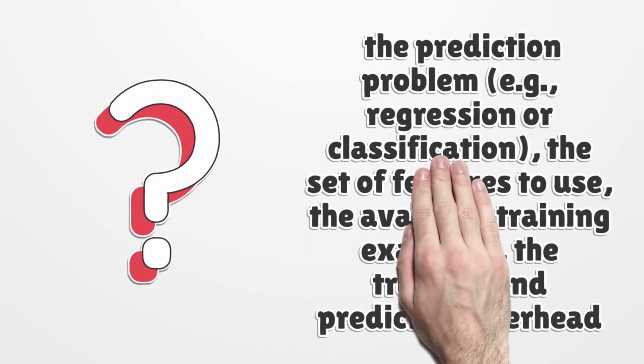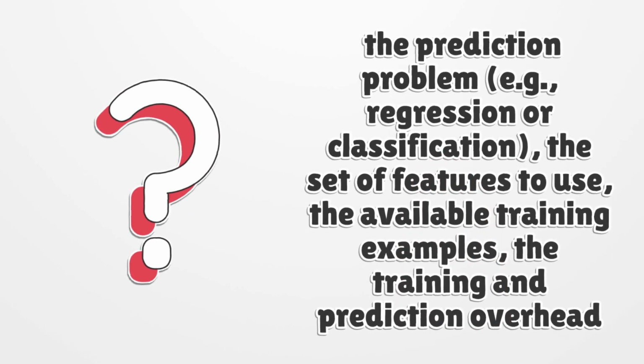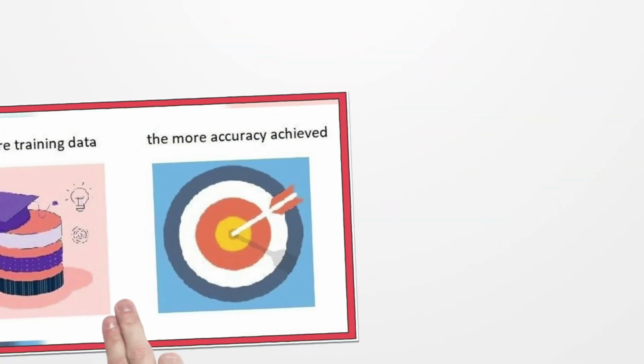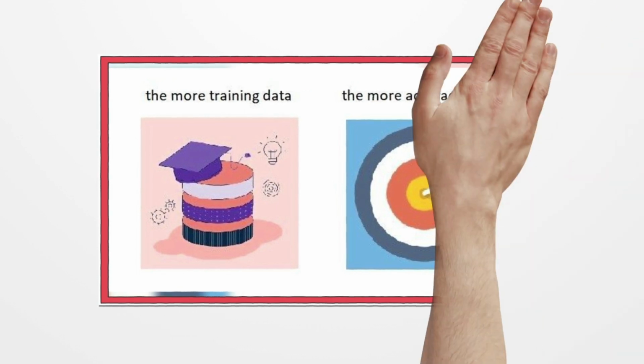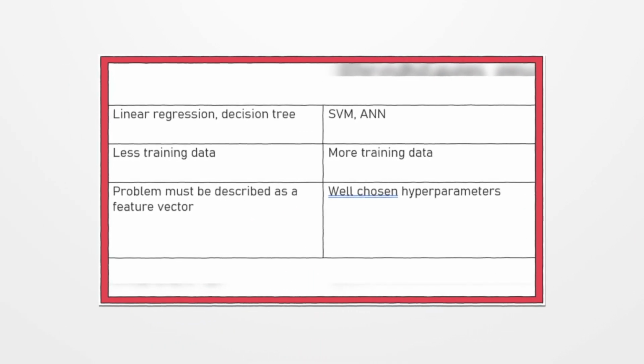Choosing which modeling technique to use is non-trivial. It depends on a number of factors: the prediction problem itself, the set of features to use, the available training examples, the training and prediction overhead, and many others. More sophisticated techniques may provide greater accuracy, but they require large amounts of labeled training data, a real problem in compiler optimization. Techniques such as linear regression and decision trees require less training data compared to more advanced models such as support vector machines and artificial neural networks.